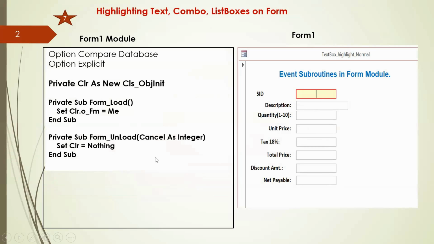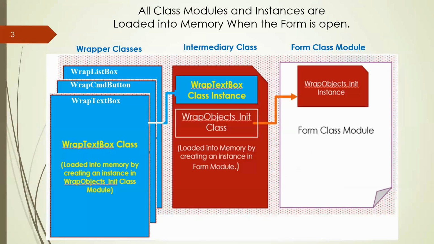Now, I was mentioning the automating class module, the wrapper class module and the form module. The arrangement of this particular set of class modules will be something like this. The wrapper class will be declared in the intermediary class, or object initializing class, or automation class, whatever, the go-between class module. The automating class module you have to declare in here.